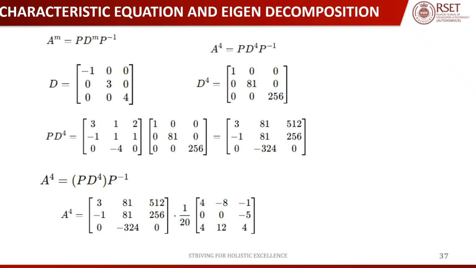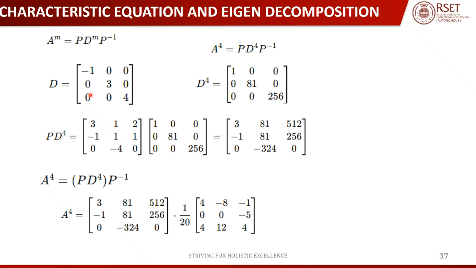Now we were also asked to find what is A raised to 4, and we have the formula: if A is equal to PDP inverse, then A raised to m is equal to P D raised to m P inverse. The advantage of this is that since D is the diagonal matrix, it is easy for us to find the powers of the diagonal matrix. It is more simple. So our A raised to 4 is equal to P D raised to 4 P inverse.